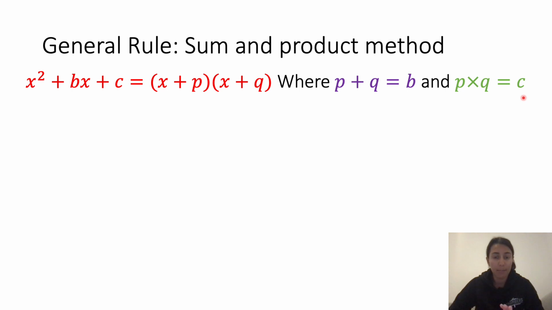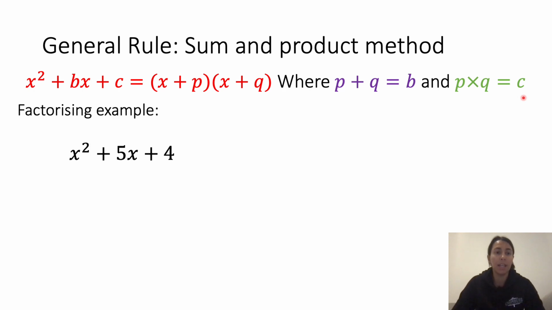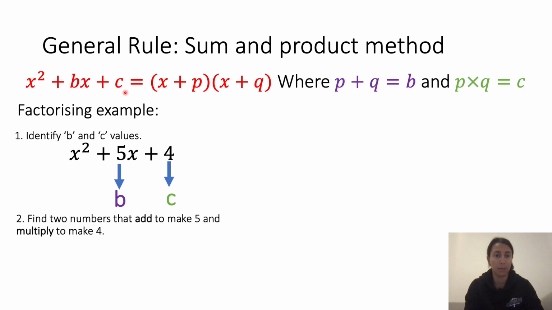I feel like the best way I can explain this to you is to do a couple of examples. So I'm going to do that now. If I have this example here, x squared plus 5x plus 4, the first thing I need to do is identify my b and c values. I haven't worried about identifying my a value because remember I said that a is always going to be 1. So my b value matches up with 5 and my c value matches up with 4. As you can see, it fits with this rule up here.